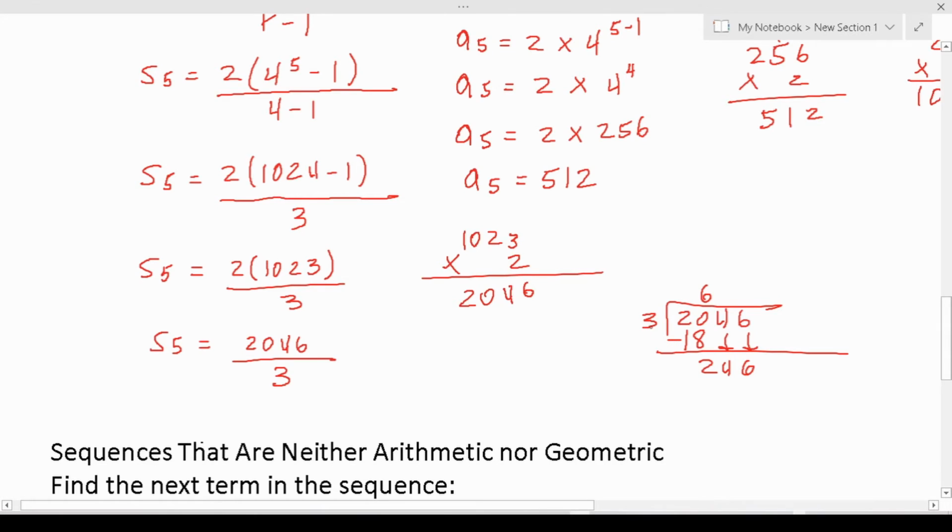Now this one's pretty easy to do. 3 goes into 24 8 times, and 3 goes into 6 2 times. So I know 82 times 3 is going to be 246 with no remainder. So in other words, 2046 divided by 3 is 682, which is the sum of the first 5 terms in that geometric sequence.